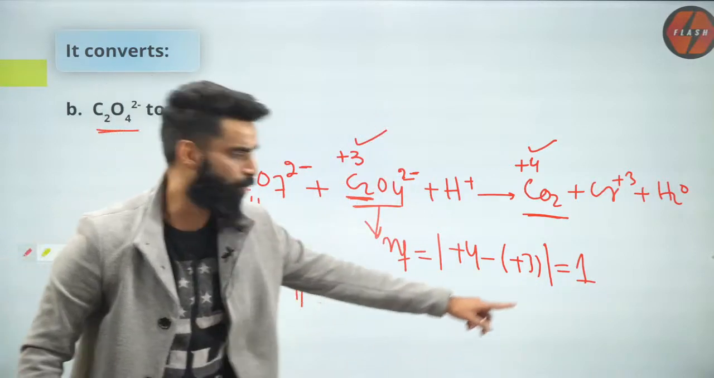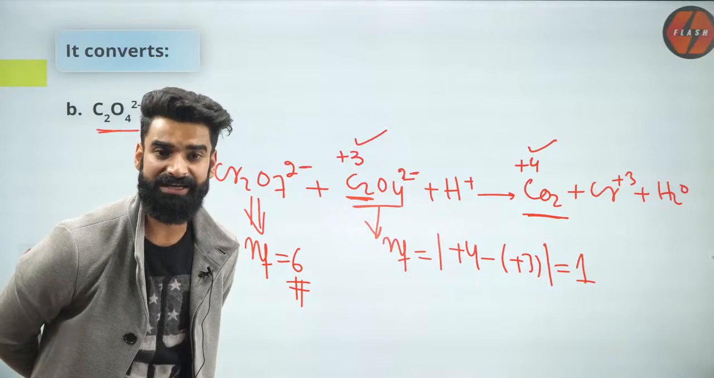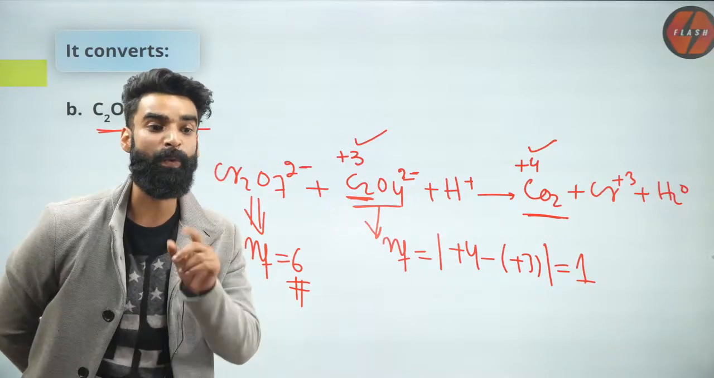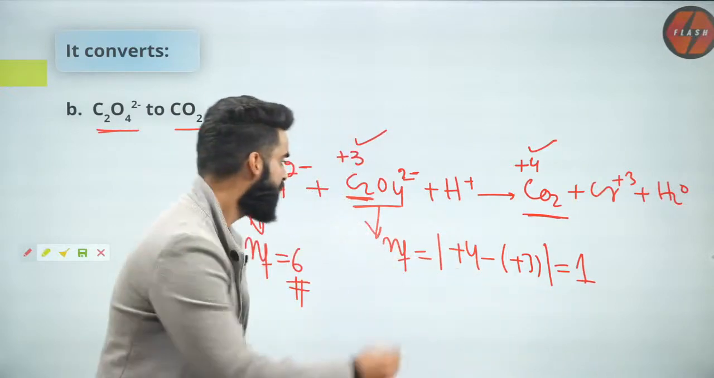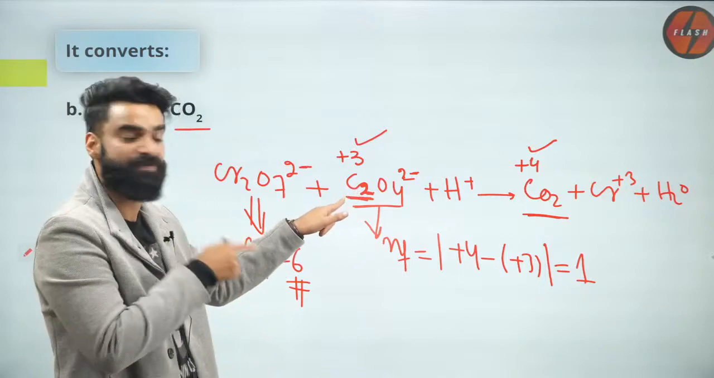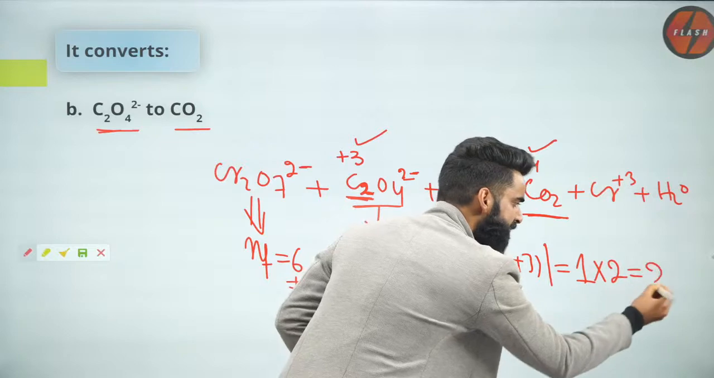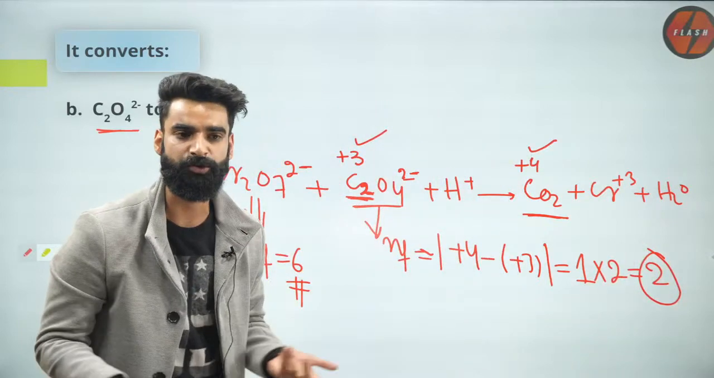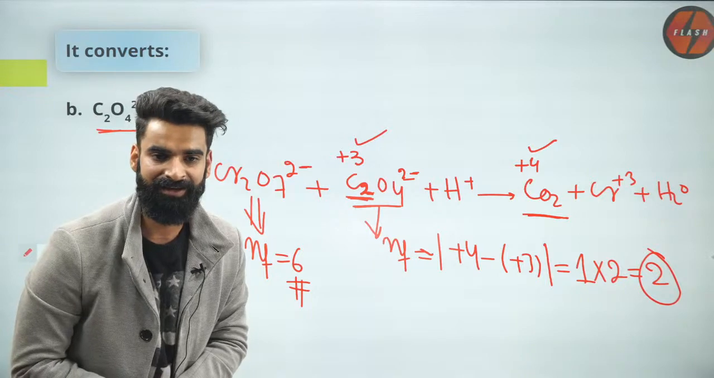Is this 1 the N factor of oxalate ion? No way. Why is that? This 1 is the change in the oxidation state for one atom of carbon. But how many atoms of carbon do we have? We have 2 atoms of carbon, so I'm going to multiply it by 2. So the N factor of oxalate ion over here is going to be 2. Very simple, correct?